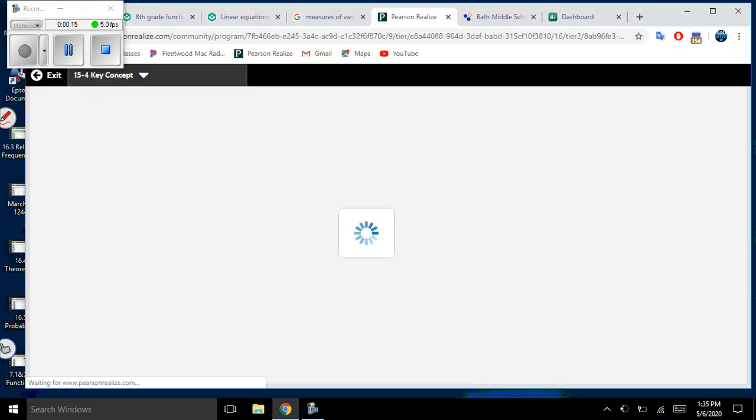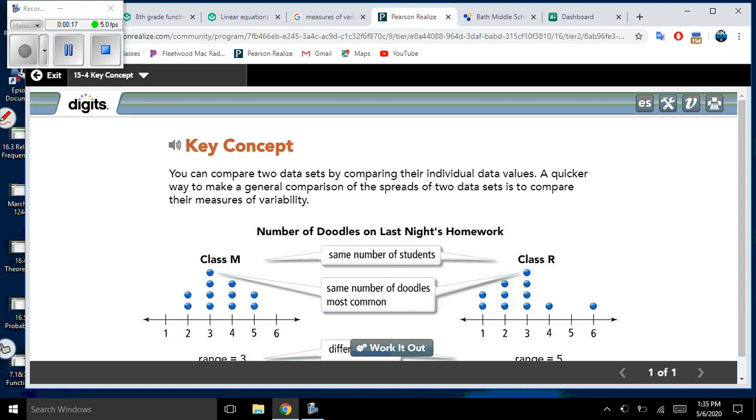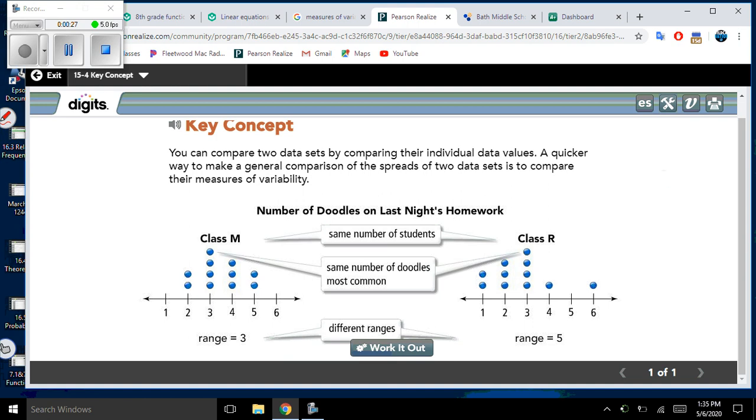Remember, measures of variability, we would be talking about two things here. Really, range and interquartile range, which we'll prefix with IQR. So we take a look at this situation with doodles on last night's homework. You can see we have two classes, Class M and Class R, and the range is 3 here, all right? They're getting that range from 5 minus 2, which gives me the range of 3. Over here, the biggest one's at 6, smallest one's at 1. So 6 minus 1, so that's why the range is 5.